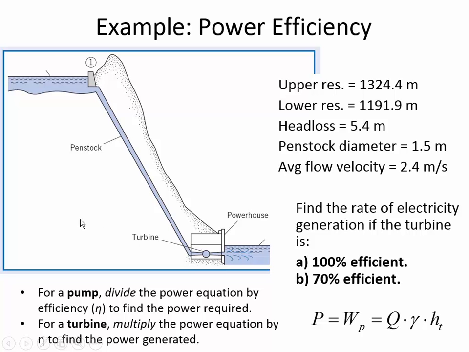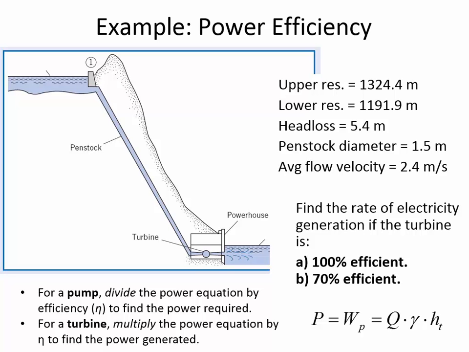What we're going to do is apply the energy equation to find H sub T, and then you're going to substitute the H sub T that you find from the energy equation into the power equation. So this is going to be a two-step example. For part A, we're assuming that there's 100% efficiency in converting potential energy into electrical energy. But then in part B, I'd like you to consider what if that exchange was only 70% efficient?